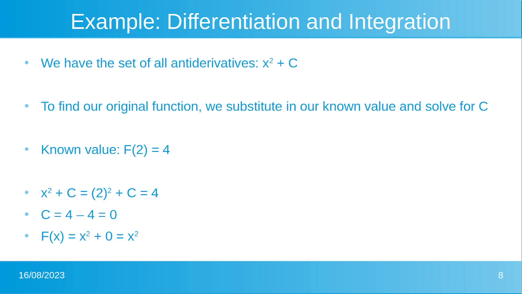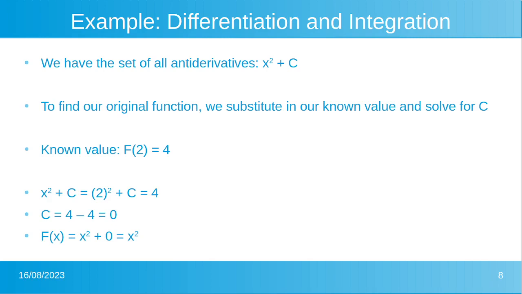But we want to find specifically one antiderivative, the function that we started with. To find our original function, we substitute in our known value and we solve for c. So we had our known value, capital F of 2 is equal to 4. We use that information. We have the set of all antiderivatives, x squared plus c. If we substitute a value of 2 in for x, we get 2 squared plus c, and that is going to be equal to 4.